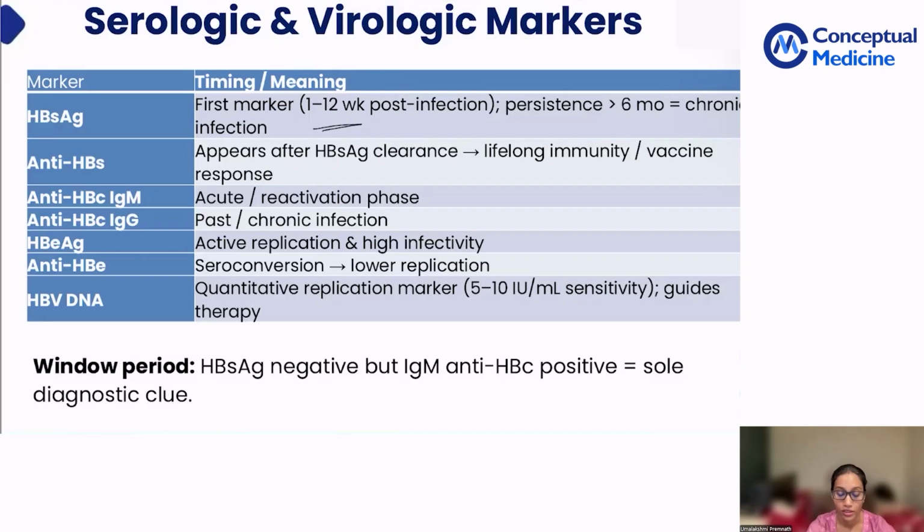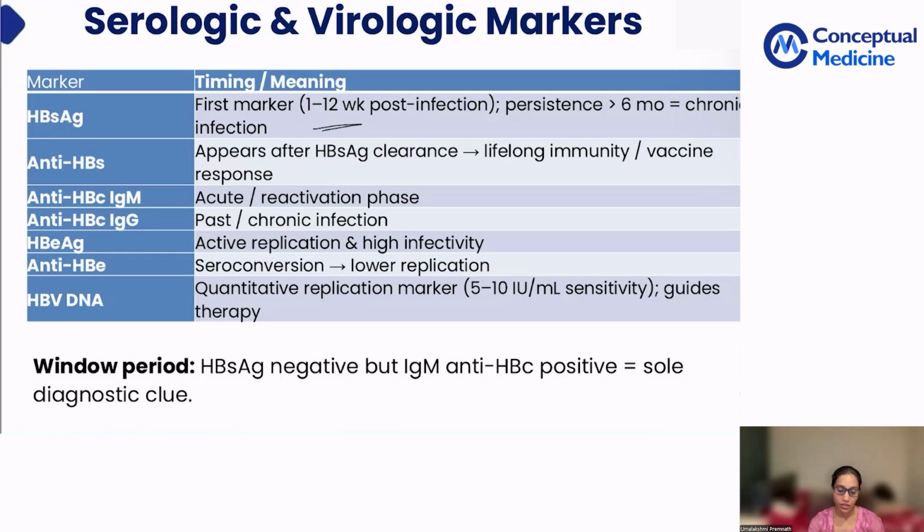Anti-HBs is what appears. So what happens in any infection? First, you have antigen. Antigen comes off, and then you have the antibody which rises. So HBsAg initially will be high, and then HBsAg comes down gradually. If it persists for more than 6 months, it's chronic infection. But otherwise, once it normalizes, the antibodies to HBs develop. So that's your anti-HBs antibodies.